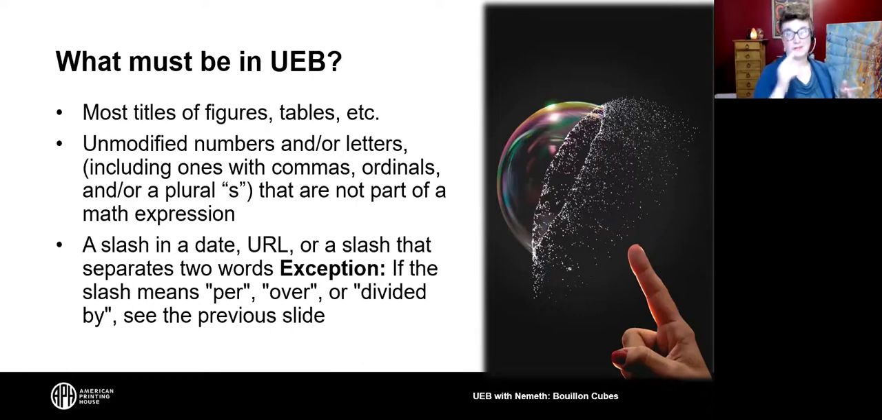Just like our periods in titles we talked about that aren't decimals, a slash that's not meaning per, over, or divided by, so that's working as punctuation, that goes outside the bubble. So dates, when we write, what is today? 04/25/2022, those slashes are not representing any sort of mathematical calculation. They're functioning as punctuation, and they go outside the bubble.